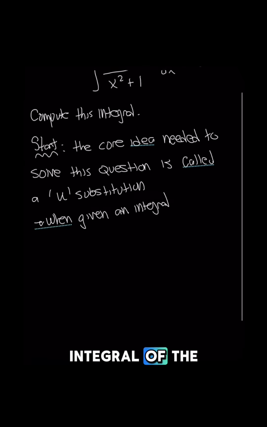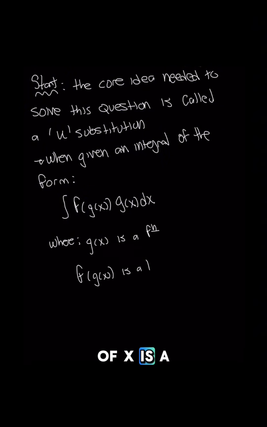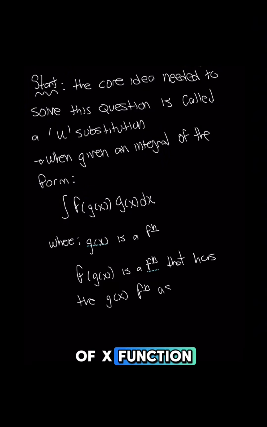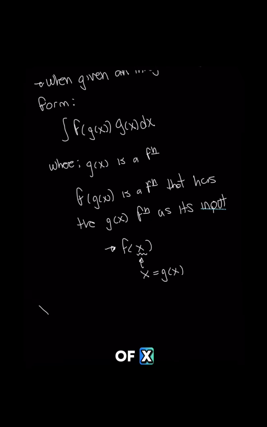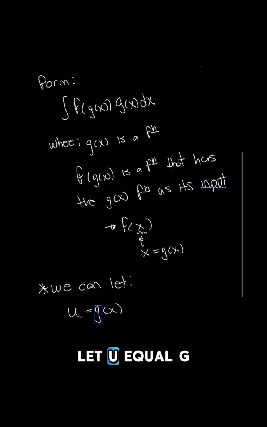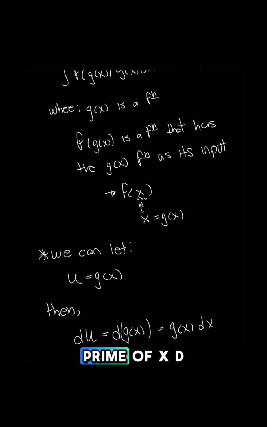When given an integral of the form below, where g of x is a function, and f of g of x is a function that has the g of x function as its input, so g of x is inside of the f of x. To apply u sub, we can let u equal g of x. If we take the derivative with respect to u, we get g prime of x dx.